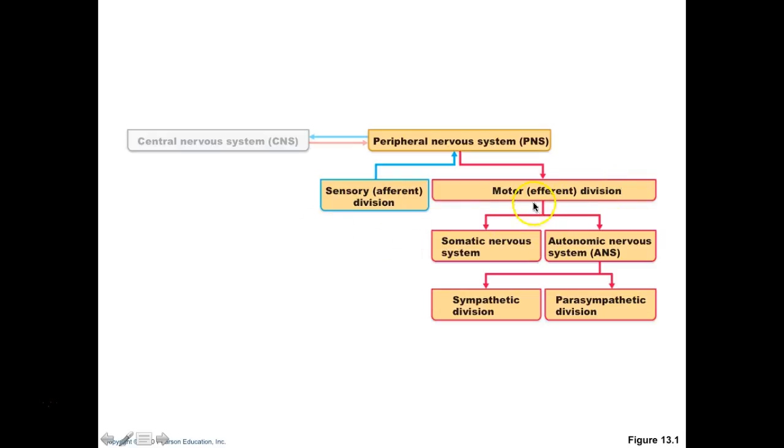And so this area can be broken down into two different parts. We have our somatic nervous system, which is going to go to our skeletal muscles, whereas our autonomic nervous system is going to go to our cardiac muscle, smooth muscle, and also our glands. And we'll talk more about the differences between these two in Chapter 14 when we really dive into the autonomic nervous system. And of course, this system is broken down into our sympathetic division and parasympathetic division.